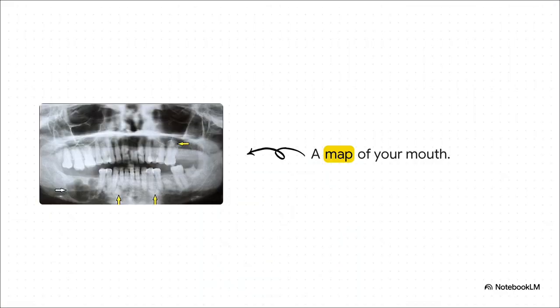First things first, our detective needs a map of the crime scene. And this panoramic X-ray, it's exactly that. It's a fantastic overview of your jaw, your teeth, pretty much everything going on in there. It shows us what's there.